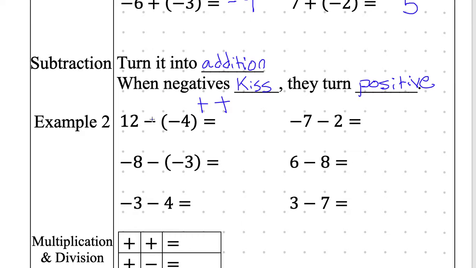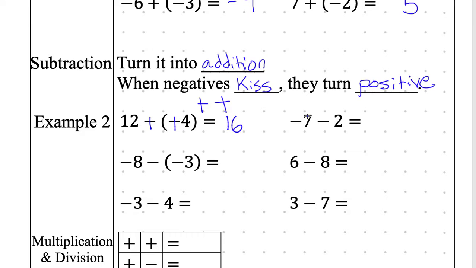I'm seeing negatives kissing. 2 negatives are right next to each other, so I'm going to turn them both positive. Now it turns into 12 plus 4. I've made it into an addition problem. 12 plus 4, shout it out. 16. All right, 10 XP for the entire class for the procedure. 16. When negatives kiss, they become positive at 16.